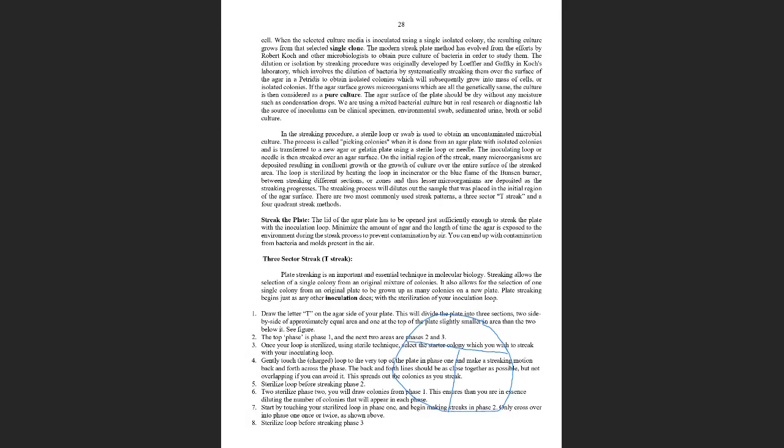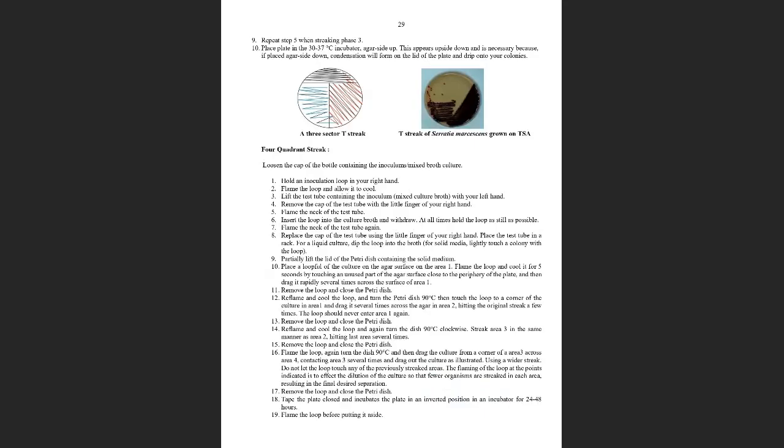So first streak goes into this first area, you just go over the surface. Second streak goes in this area, and third streak goes in this area. So drawing a T kind of helps you when you are new to master the technique. But once you've done it a few times, you don't need to draw the T. You could just go and have a nice streak here.